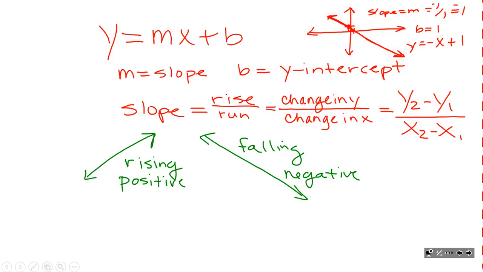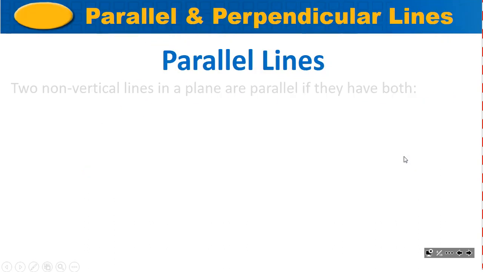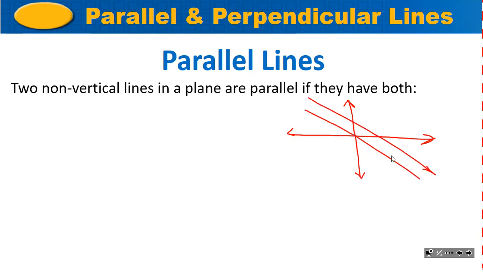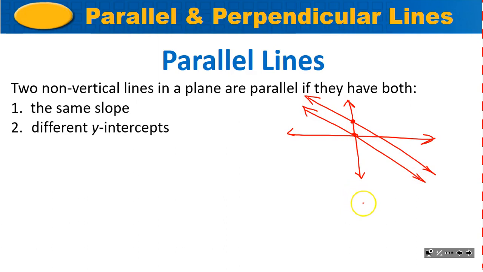So now let's talk about parallel lines, because that's our main topic today. Parallel lines are two non-vertical lines in a plane. They're parallel if, so let's just talk about what that looks like first. So here's a graph, and if we have two parallel lines, then that means they have the same slope. But what is not the same here, if you notice, is the y-intercept for these two lines. They do have the same slope, but they don't have the same y-intercept. So lines are parallel if they have the same slope and different y-intercepts.